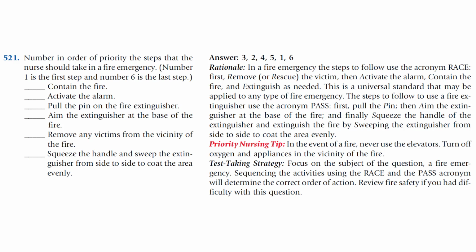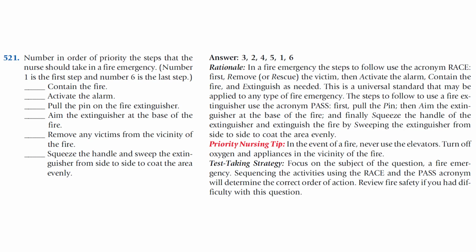Answer: 3, 2, 4, 5, 1, 6. Rationale: in a fire emergency the steps to follow use the acronym RACE. First, remove or rescue the victim, then activate the alarm, contain the fire, and extinguish as needed. This is a universal standard that may be applied to any type of fire emergency.